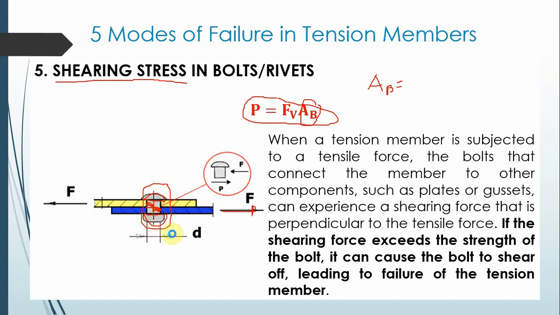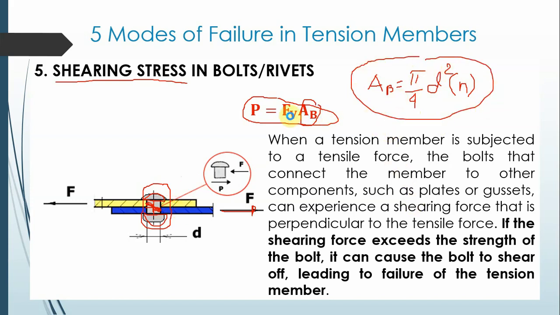The area of the rivet that we consider is just the area of a circle, right? Circular, so pi over 4 d squared, times the number of rivets or number of bolts. That's all. Then F sub v, the allowable shear stress, is given in the problem.